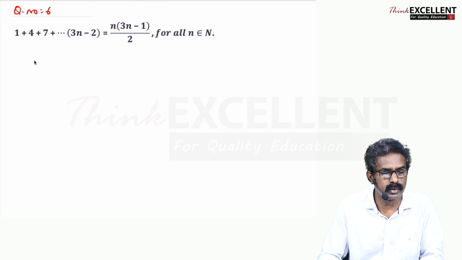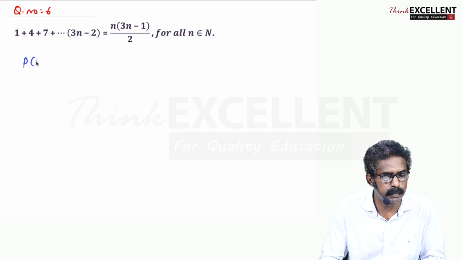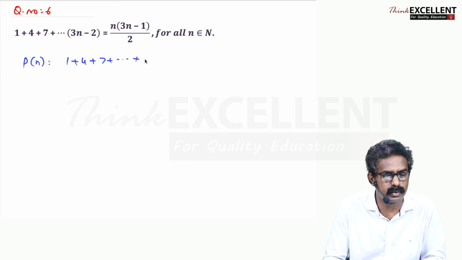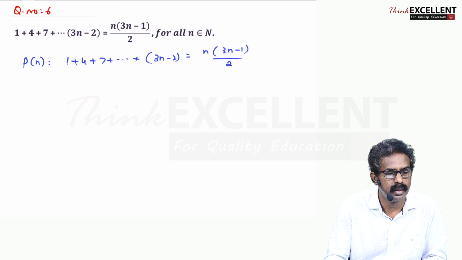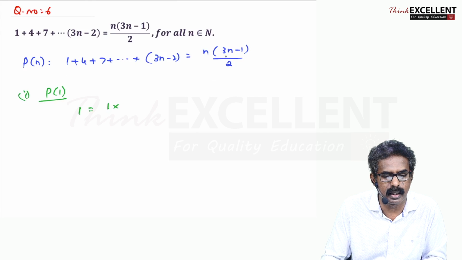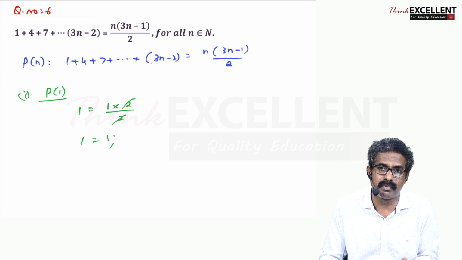Okay, let's move on to another question. 1 plus 4 plus 7 plus etc. Some statement. Okay, it's a sequence. You take series given, take it as P of n. Let P of n stand for 1 plus 4 plus 7 plus etc. up to 3n minus 2 equal to n into 3n minus 1 by 2, right? The first step, P of 1. Left side you take the first number. Right side wherever n comes you put 1. 3 into 1, 3 minus 1, 2 by 2. Cancel. So you are getting 1 equal to 1. You write the steps which is true. So P of 1 is true.